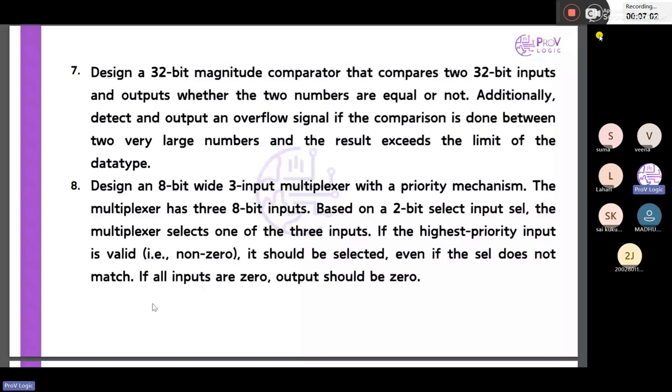Okay, first you need to work on the assignments. We have already completed all combinational logic circuits in Verilog, right? Next, 32-bit magnitude comparators, comparing less than, greater than, equal to, like that. Next, priority mechanism, multiplexer, 8-bit wide, 3-input multiplexer. A 3-input multiplexer means an 8-by-1 multiplexer with 3 selection lines. So read the statement here and work on it.